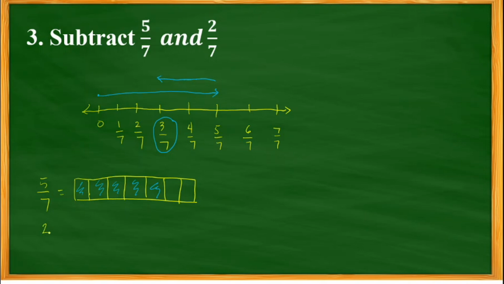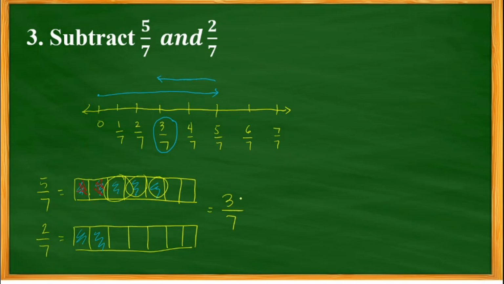And then the other one is 2/7. We're going to draw the visual representation of 2/7: 1, 2, 3, 4, 5, 6, 7, then two sevens shaded. Okay, now let's combine. So how many are double shaded? We have one, two, three. So we have three sevenths. So the answer would be the same and correct.